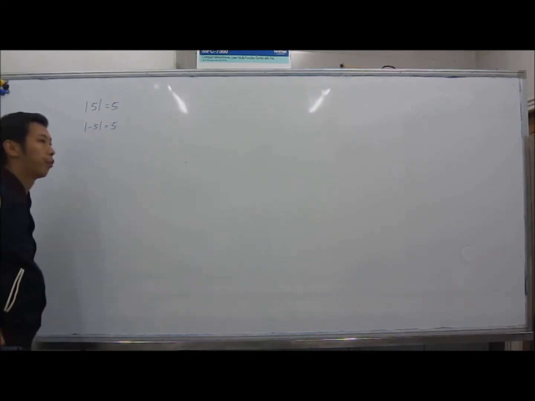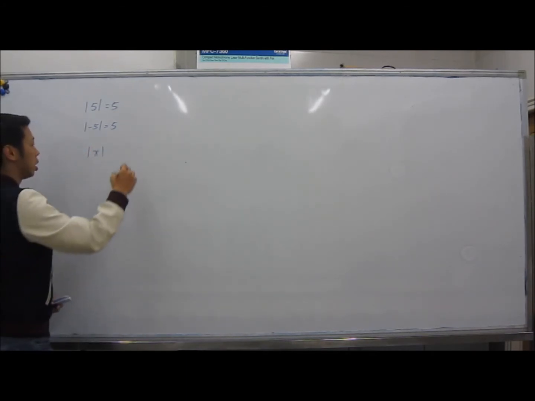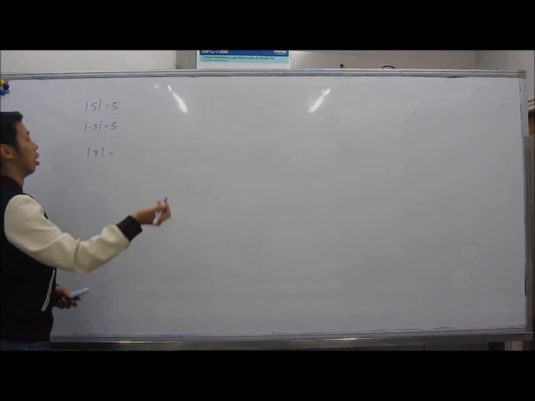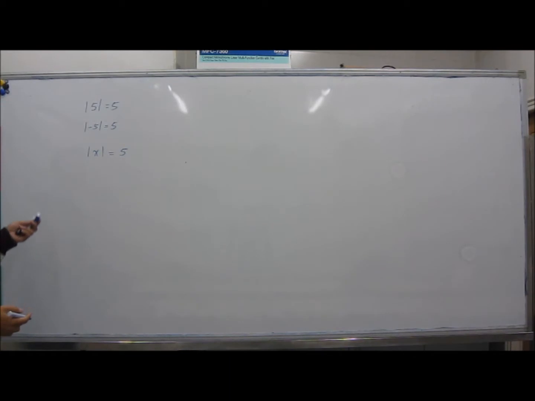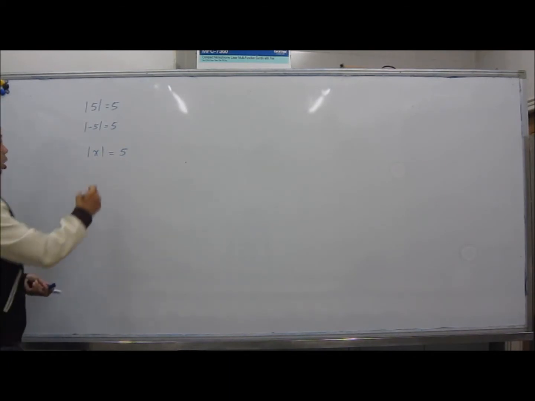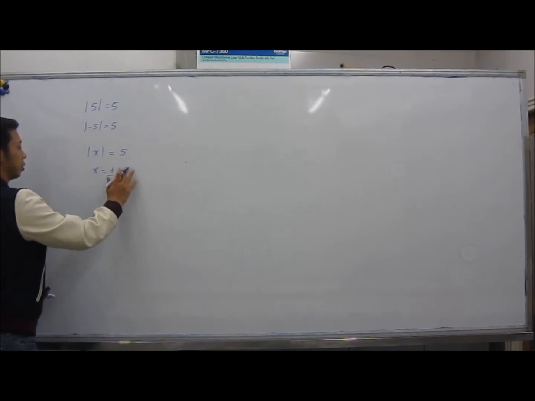And then, if we say that we have an unknown x, with absolute value of x equals a number, maybe 5, then you will see that this x can be positive or negative 5.